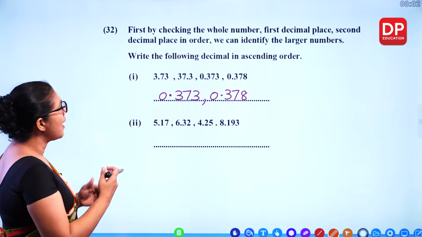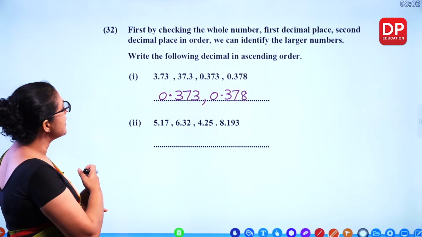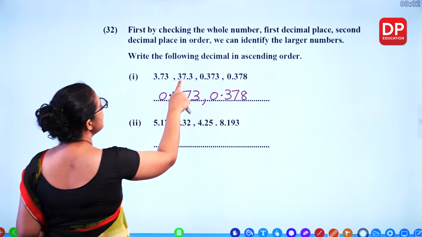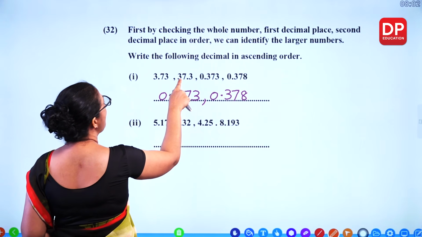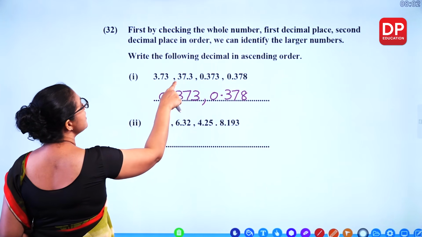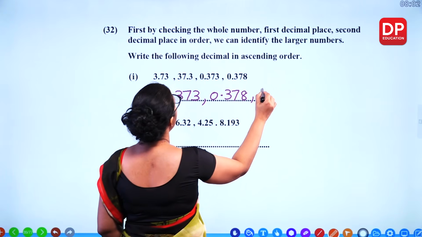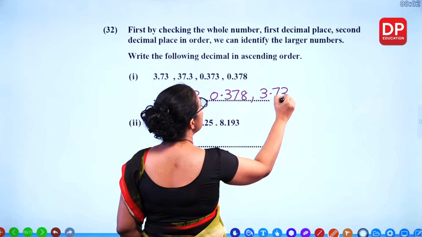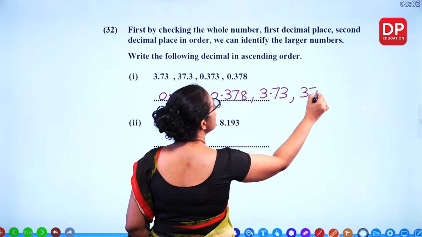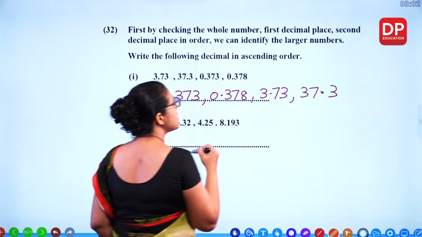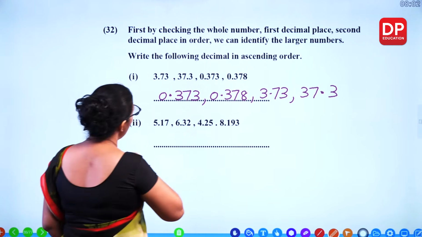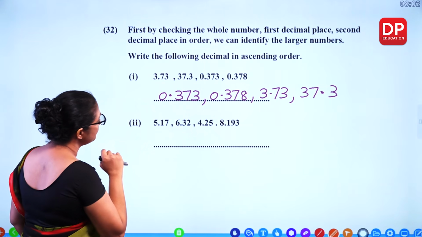Now we can look at the units place. Ones place, this is 7. This is 3 and this is 37. That's more than 3. So we can write 3.73 and then 37.3. That's the largest number.